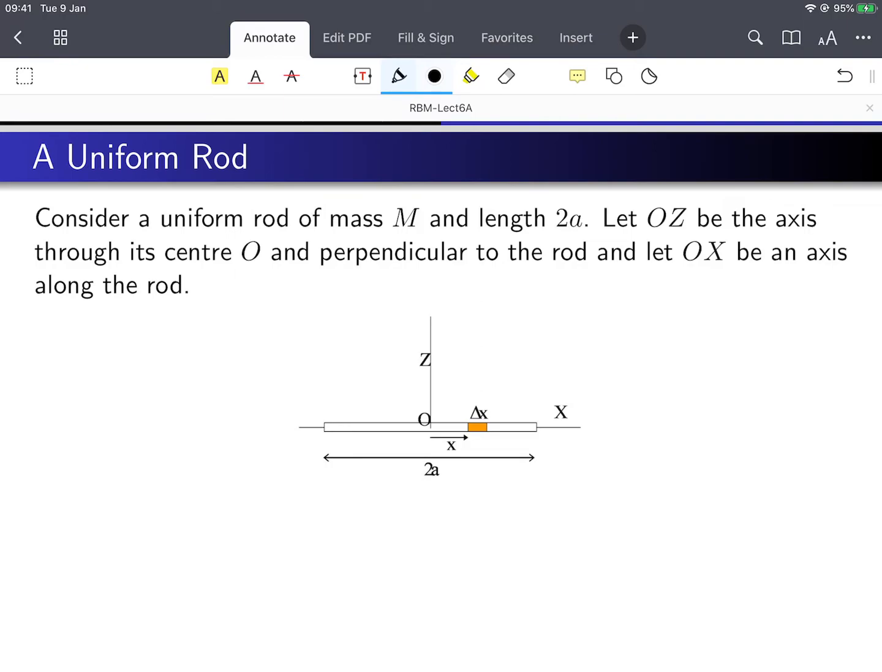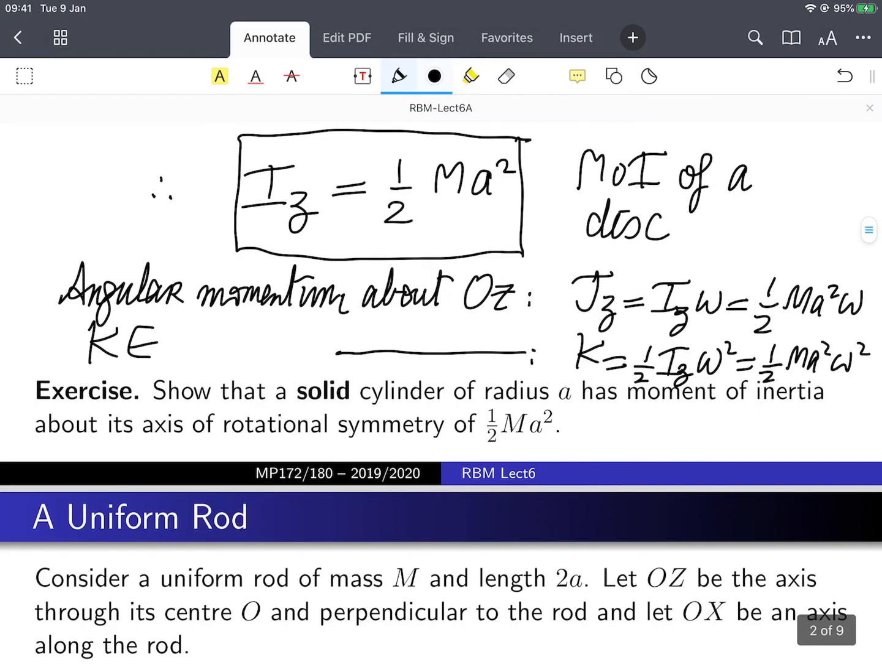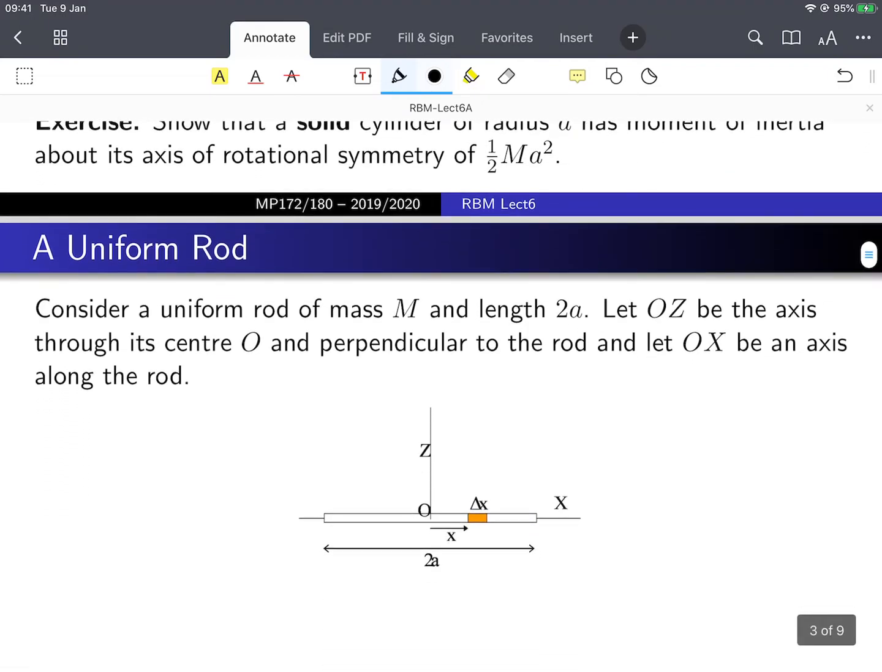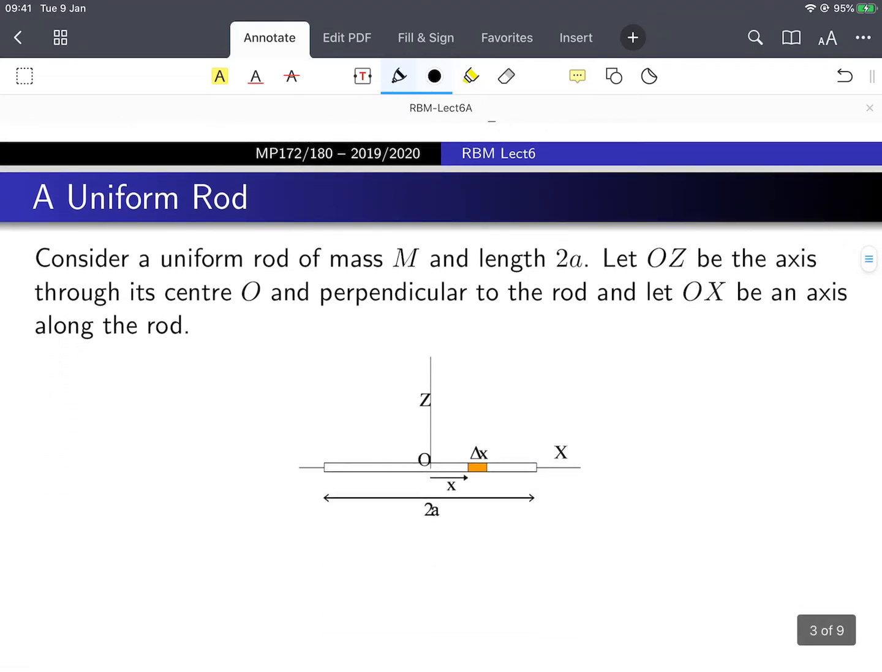So we've done the disk, we've done the rings, the cylinder. You could do the same for a full cylinder, and you will find that it's the same formula. Makes sense, right? You're just going to divide the cylinder into small disks. Each disk will have this moment of inertia up there, with m the mass of each disk. Then you stack them up, and you're going to have the total mass of the cylinder. That's easy. What about a rod? What if I have a rod of length 2a rotating about this axis, a perpendicular axis?